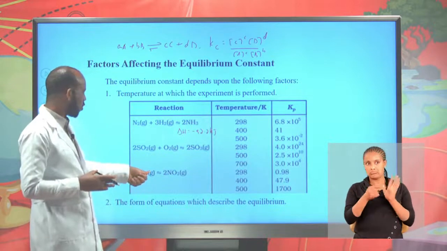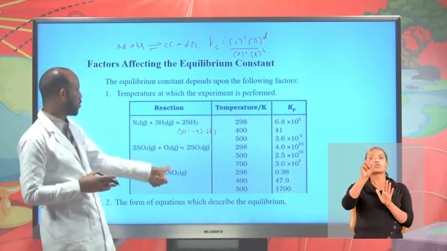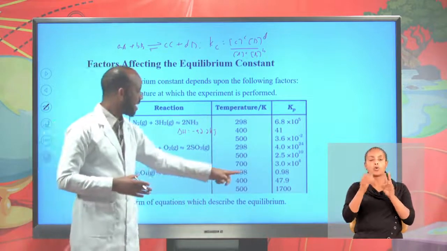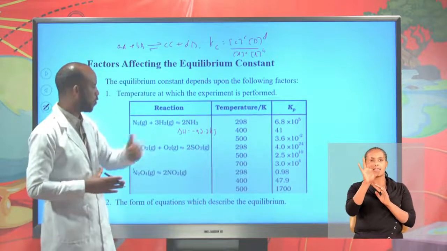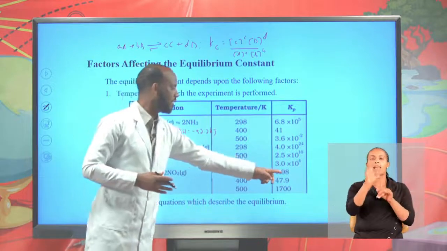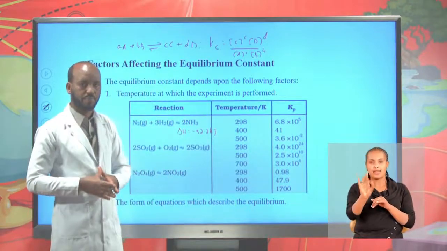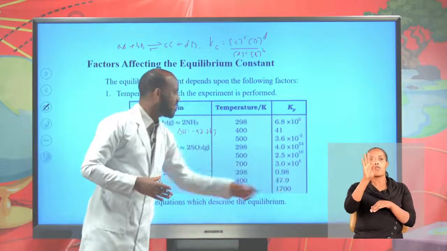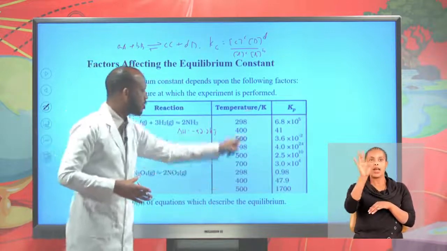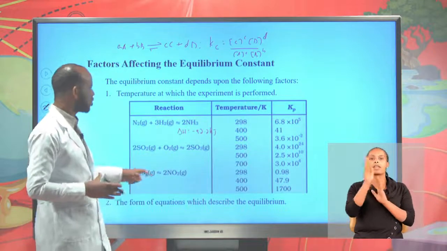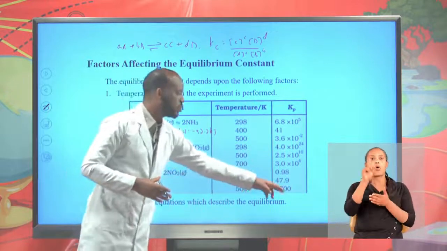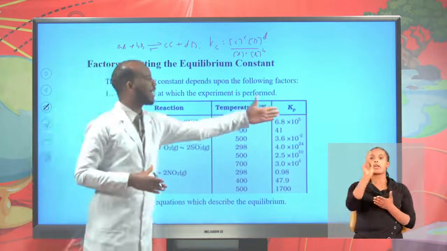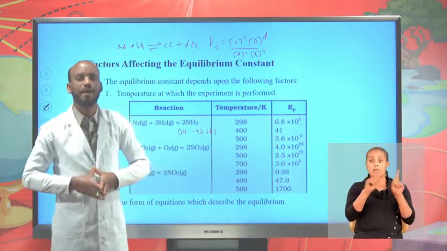This N2O4 gas is in equilibrium with nitrogen dioxide gas. Again, at 298 Kelvin, the equilibrium constant Kp is 0.98. At 447.9, at 500 Kelvin, Kp for this reaction is 1700. Therefore, Kp or Kc depend on temperature.